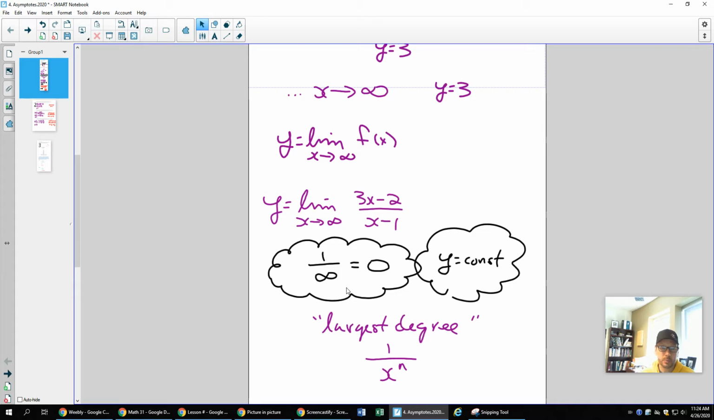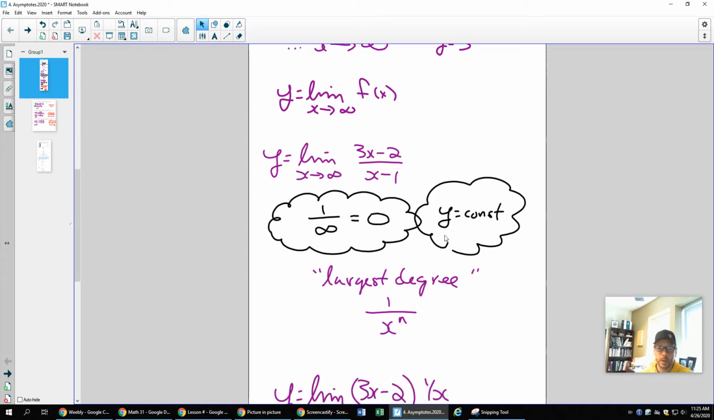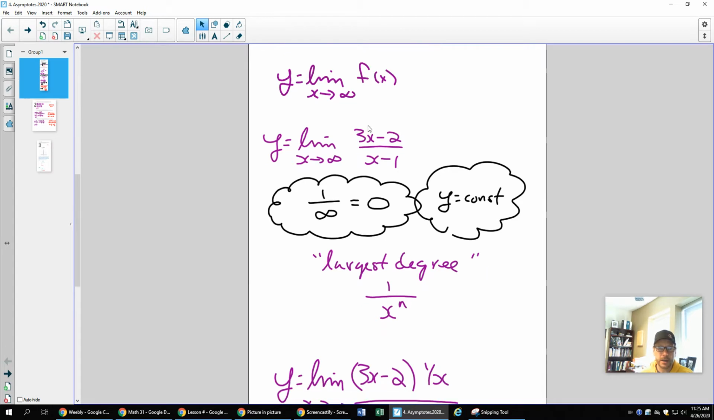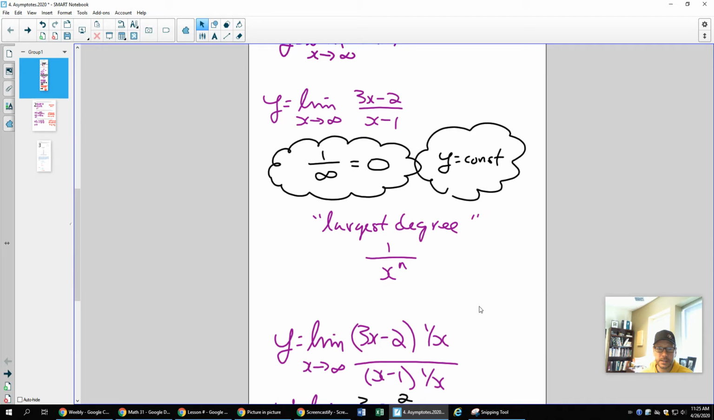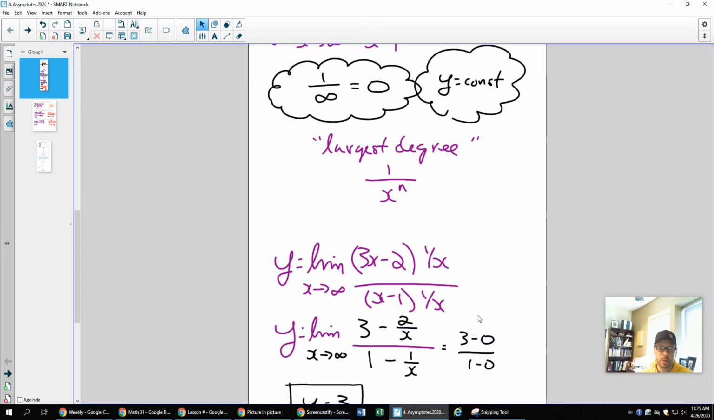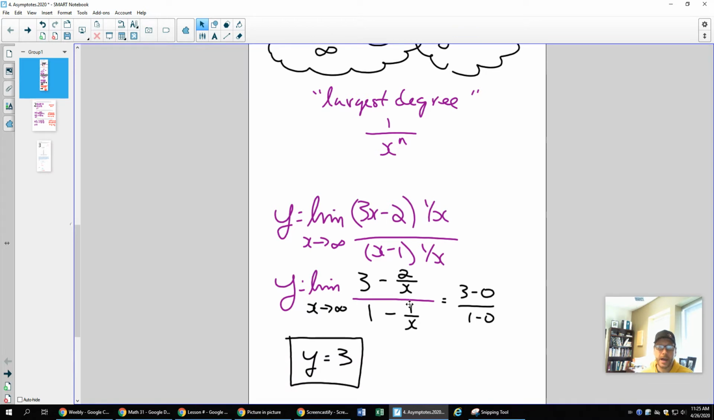And we used a property that 1 over a big number, 2 over a big number, 3 over a big number, that's 0. And we want to figure out what is the constant value that we're approaching. So we look at our function. What's the largest degree? These are both degree 1s. So we just multiply by 1 over x in the expression. We multiply through. Now we have 2 over infinity and 1 over infinity.